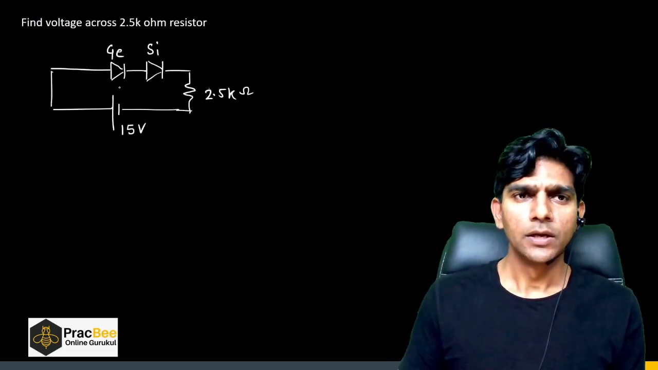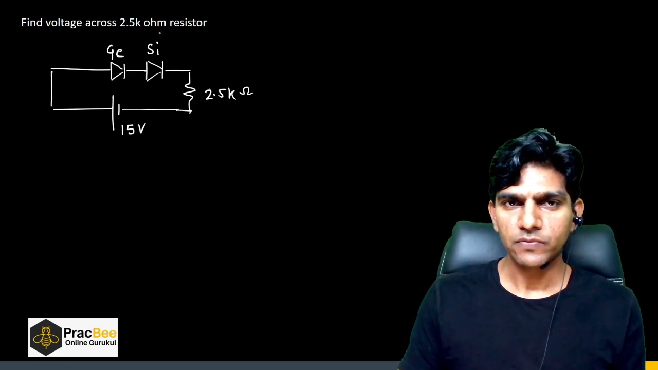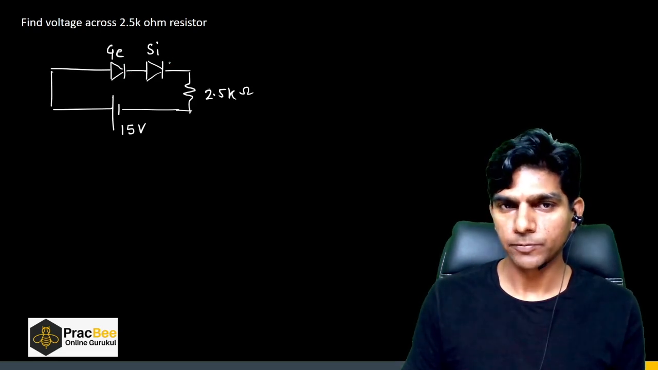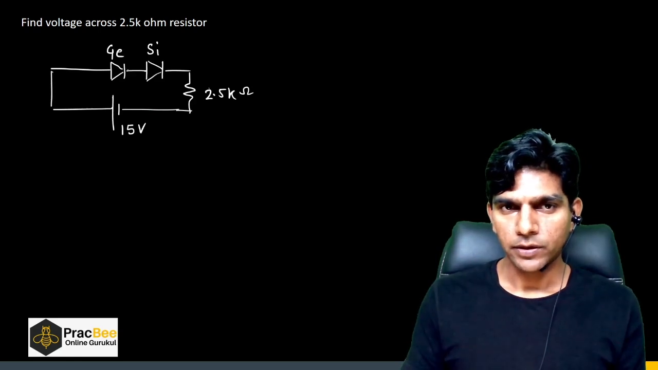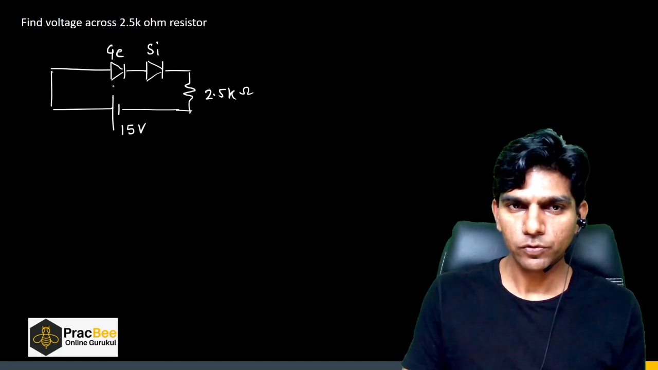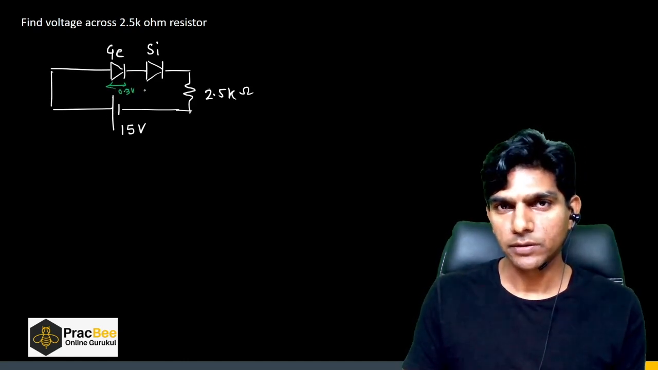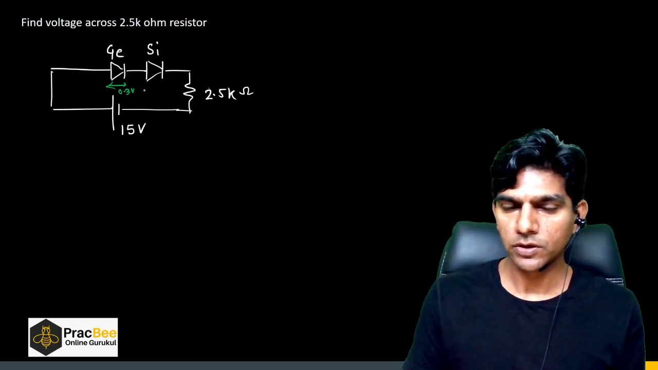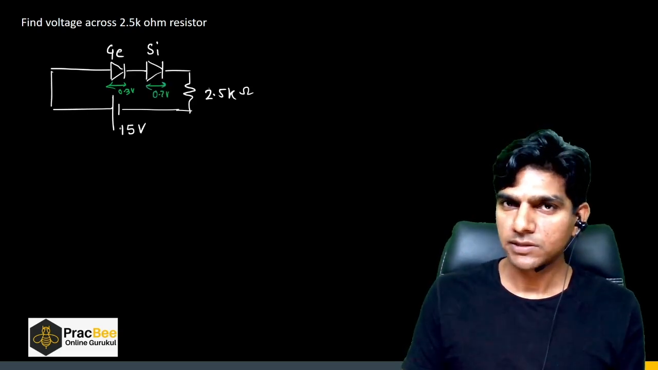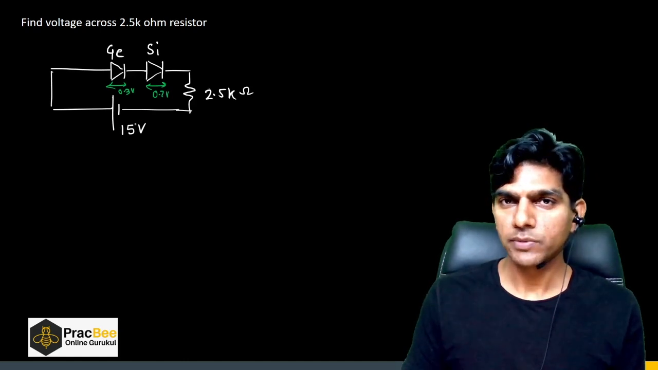Again, very basic question. Find the voltage across the 2.5 kilo ohm resistor. We have been given this circuit. There are two diodes. One is germanium, the other is silicon. And nothing else is given in this question. You should remember that in order to make the germanium conducting, some minimum voltage, that is 0.3 volt, has to be applied. So there will be a 0.3 volt potential drop across the germanium in forward biasing. Similarly, in the silicon, this value is 0.7 volt. Sometimes it is given in the question, sometimes it is not. So do remember these values.